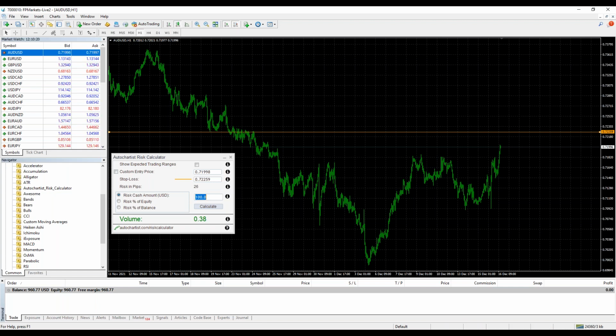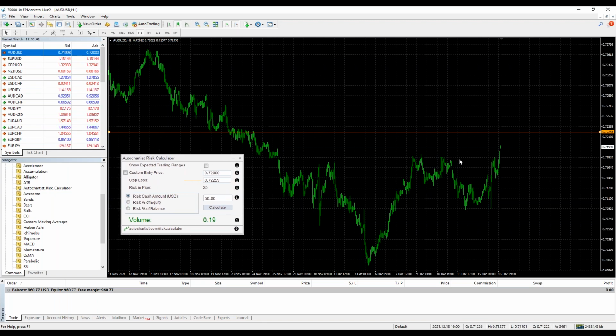So now if I want to risk $50, because my current balance on my account is just under $1,000, I want to risk, let's say 5%. It's a little much for me, but let's use this as an example. What the risk calculator is telling me is that if I'm placing a trade short at the current price, and I want to set my stop loss, well, now it's 27 pips away, all right? I need to trade a volume of 0.2 or 0.19. Let's see what that looks like.